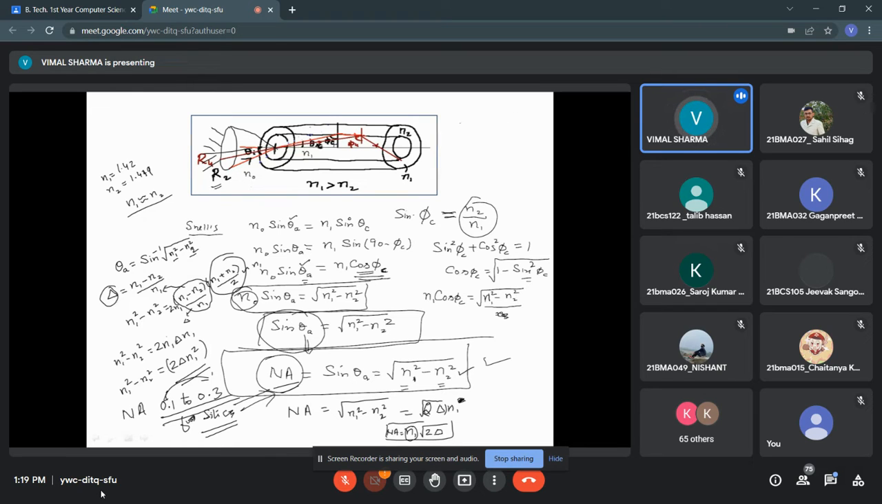Let me give you a small example because we have not done anything. If I have n1, the core refractive index, given as 1.48, and the refractive index of the cladding is 1.46, suppose. So I can find the numerical aperture, and this material is silica. Then, simply putting these values in the formula, the numerical aperture comes out to 0.2 something, 0.25 or so. So it is in this range of 0.1 to 0.3.